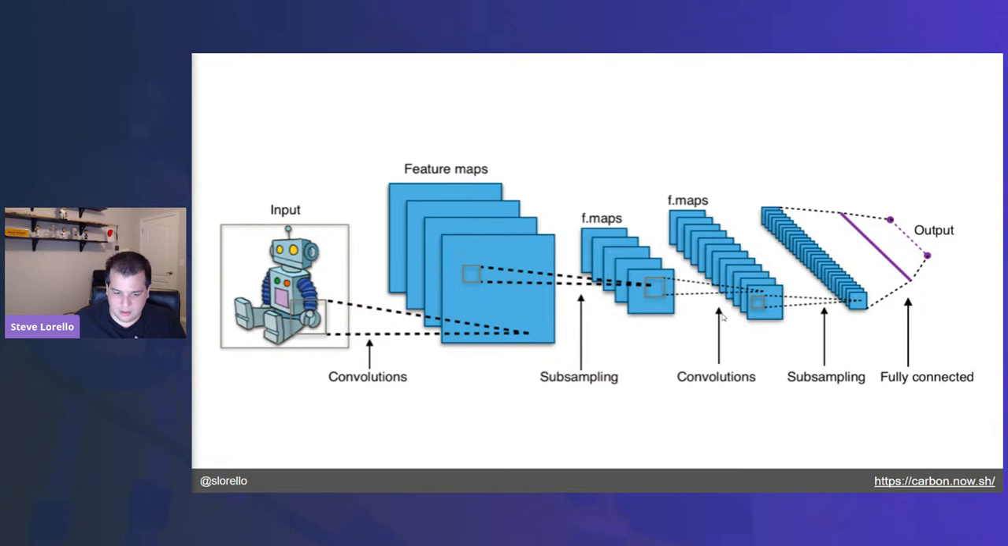So you'll take, say, a robot, and maybe one of the features you're looking for is the hand of the robot. You'll run that over it and you'll get the spot where that hand is, and you just subsample down, run more convolutions over it, and subsample down. And so you have this nice set of confined inputs, which are relatively small, that you can then feed through your neural network.